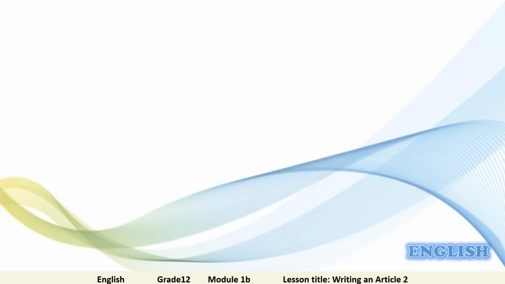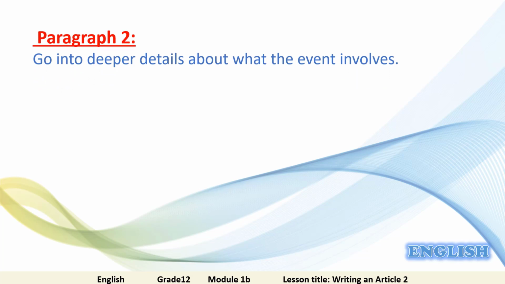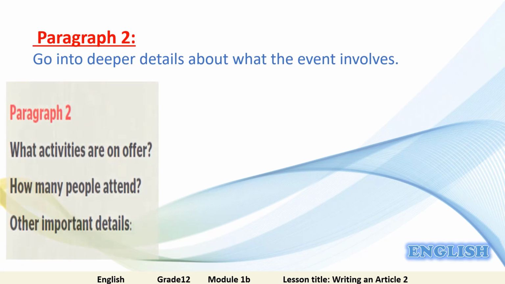We're done with paragraph 1, including the most important information of our article. Now, we're proceeding to paragraph 2, which is mainly about details. Details about what the event involves. What we see, we do, you feel. Let's take a look here.